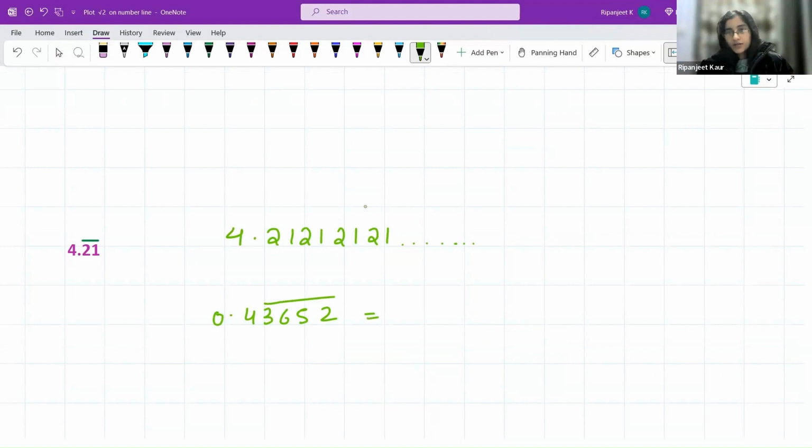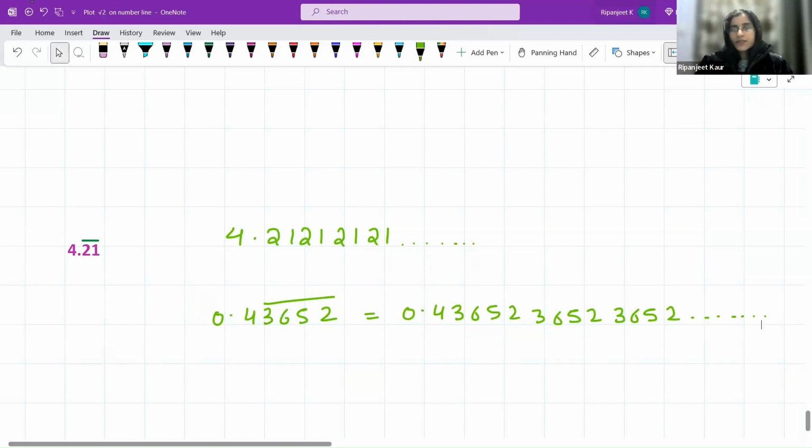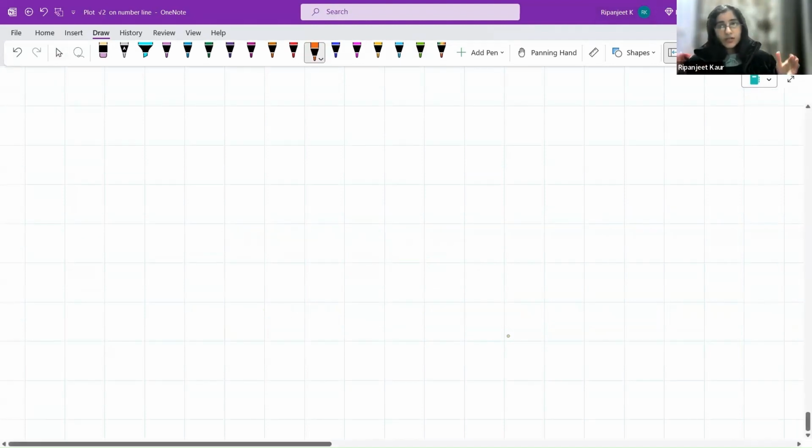So the repeated version would be 0.43652, 3652, 3652, and so on. So now we know the numbers can be repeating, and to provide a shorter form, we represent the repeated numbers with a bar, right? Now we know that. Okay, great.